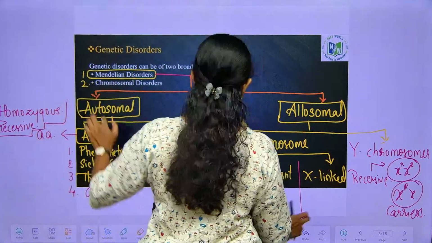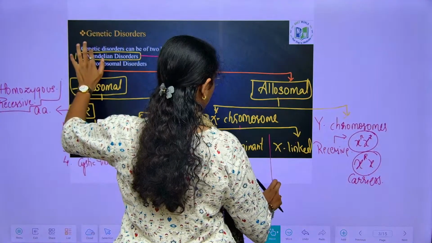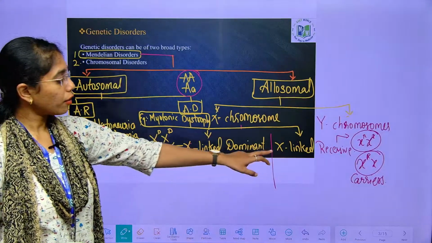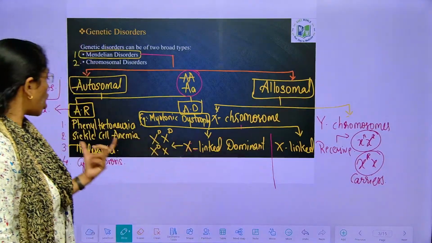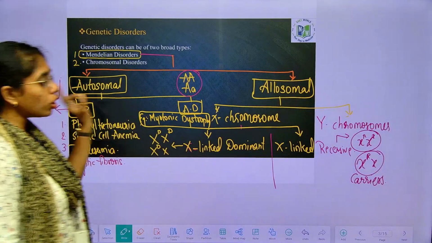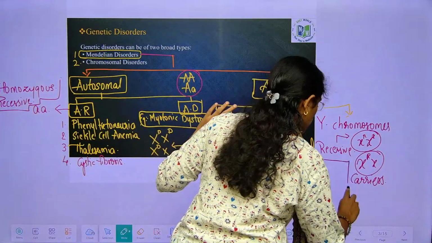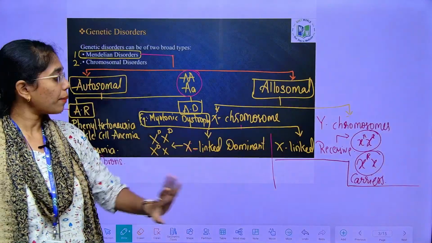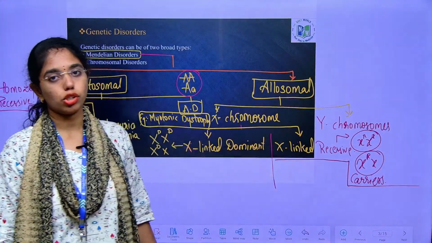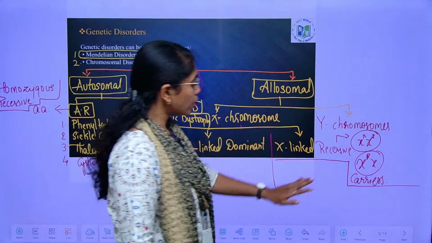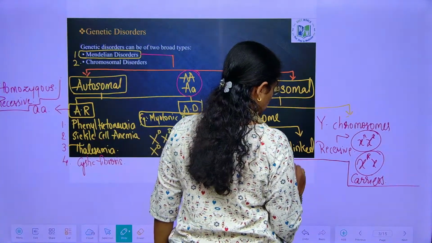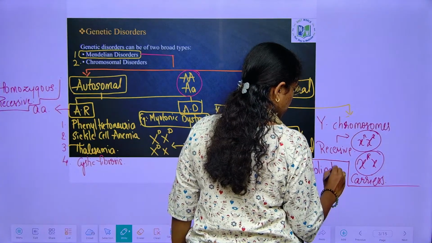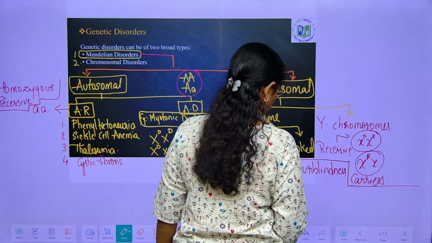X-linked recessive disorders are very important. In your NEET exams, the questions most of the time are put either from X-linked recessive disorders or from autosomal recessive ones. Most of the time, 60 to 70% of the questions from Mendelian disorders come from X-linked recessive diseases. Those are two disorders: one is color blindness, second is hemophilia.